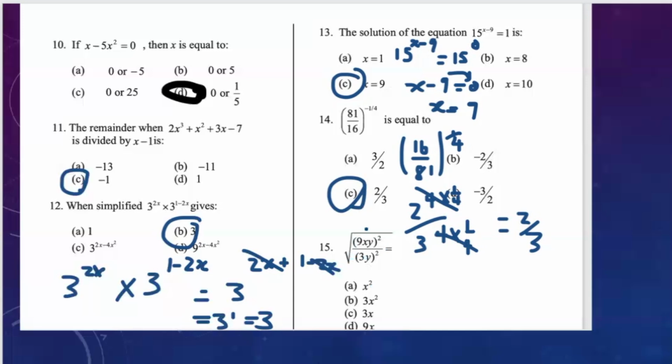The square root of all of this. So the square root would cancel both squares. So that means I'm left with 9xy over 3y. The y cancel and then 3 into 9 goes 3 times. So I'll have 3x. So my answer is C.